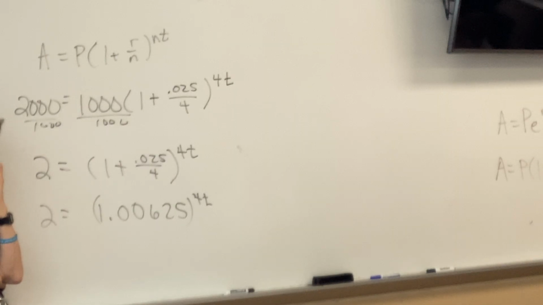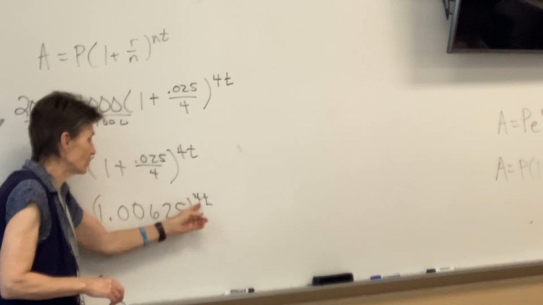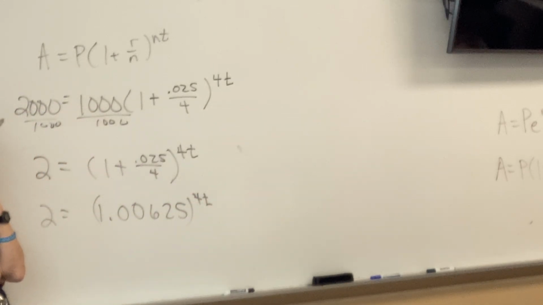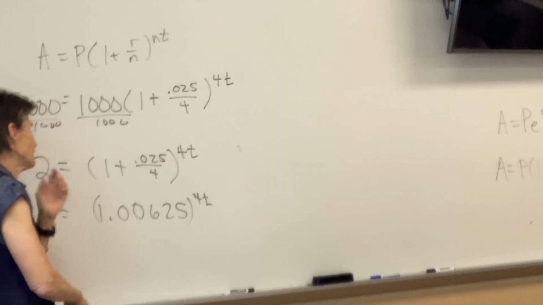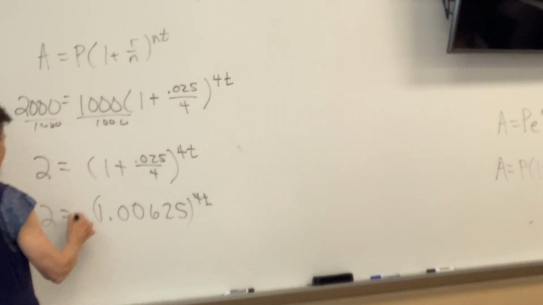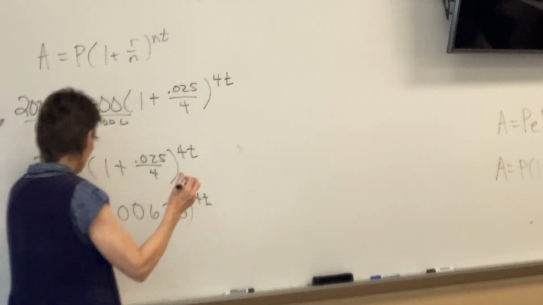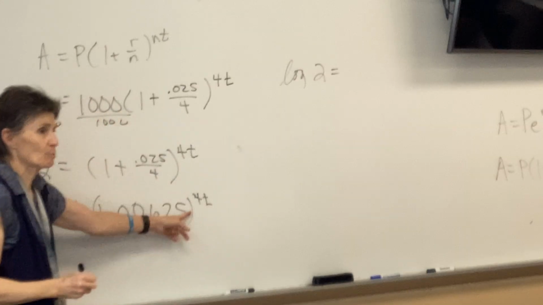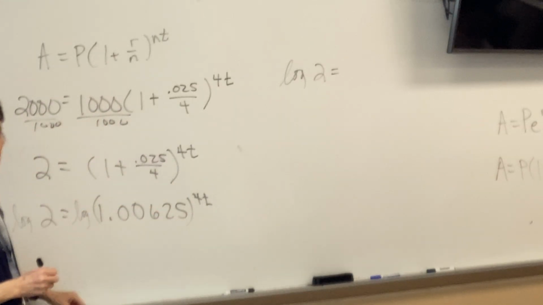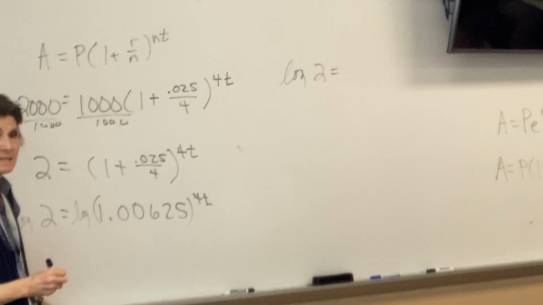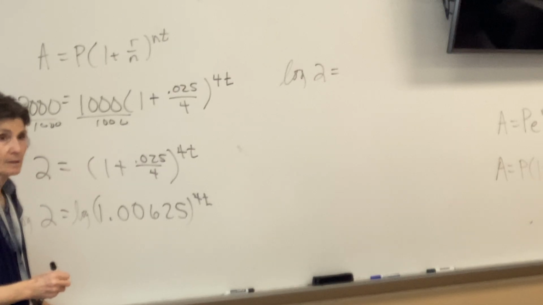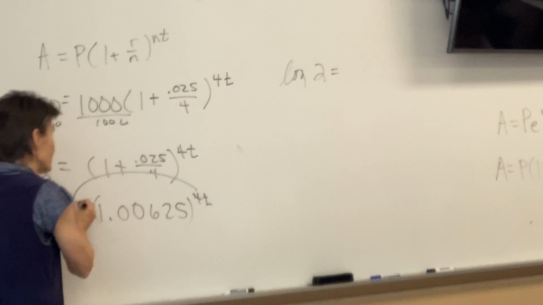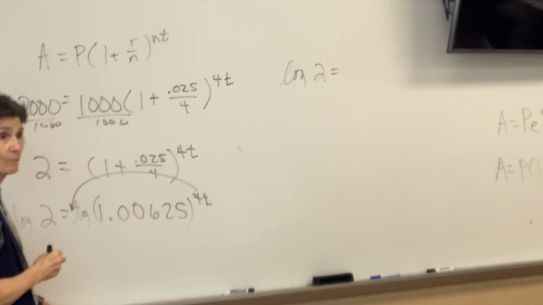Remember, we're trying to solve for t. Get the 4 out. Well, I gotta do something with the whole exponent, not just part of it. Square root it? No, I'm gonna take the logarithm of both sides. Because what happens to an exponent when I take the logarithm? Where does the exponent go? To the front. It comes right out here, doesn't it? That's the beauty of logarithms.